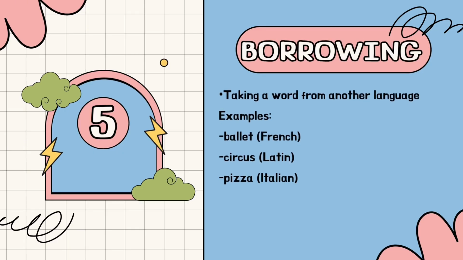Now let's continue to the fifth, borrowing. From the word borrow, it means taking a word from another language. For example, the word ballet actually is familiar, but do you know that ballet is from France? What about circus? Circus is also a word that borrowed from Latin. And then we have pizza that borrowed from Italian. There are still many other examples. Can you find the other example?